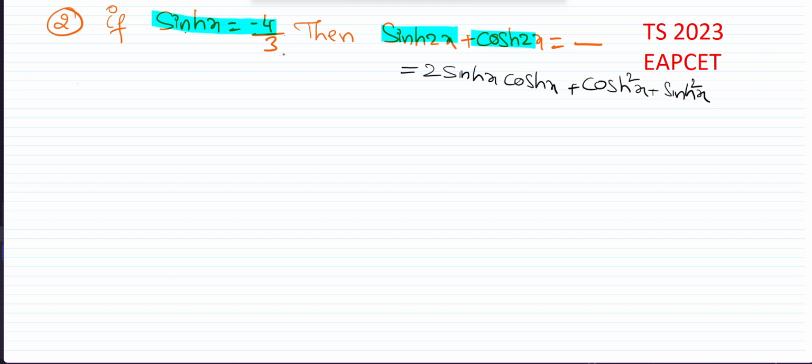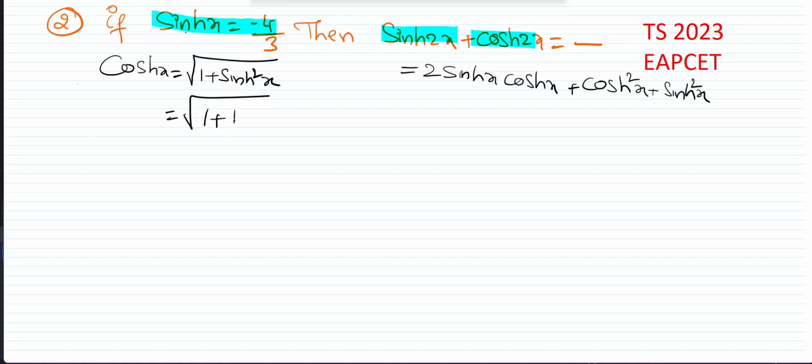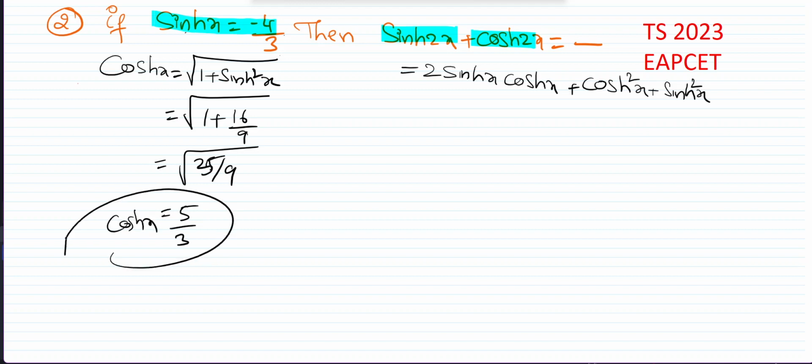In the problem sinh x is given, now find cosh x. That cosh x is equal to under root of 1 plus sinh square x, that is under root of 1 plus 16 by 9. Take LCM, that is 9 plus 16 by 9, which is 25 by 9. So this is root of 25 by 9, that is 5 by 3. This is the value of cosh x.